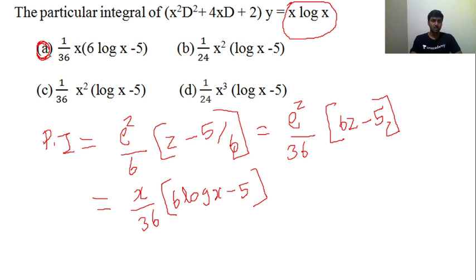The particular integral of x square D square plus 4xD plus 2 into y is equal to x into log x. Option A is the correct answer for the given question. Next we are moving to the next question, regarding the particular integral.